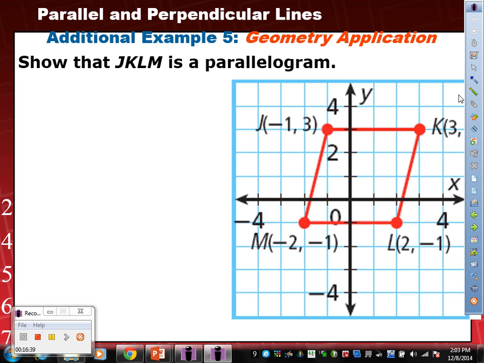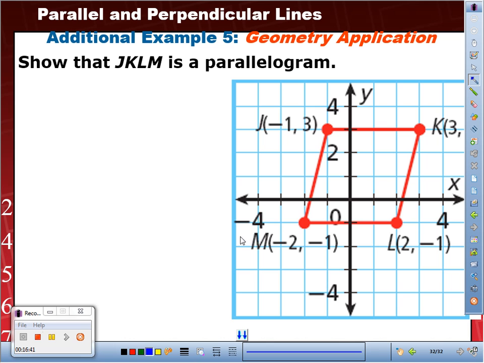So, let me refresh your memory. Look up, please. In order for this to be a parallelogram, this side has to be parallel to this side, and this side has to be parallel to this side. That's a parallel. Well, squares are also parallelograms if you have the opposite sides parallel to one another.